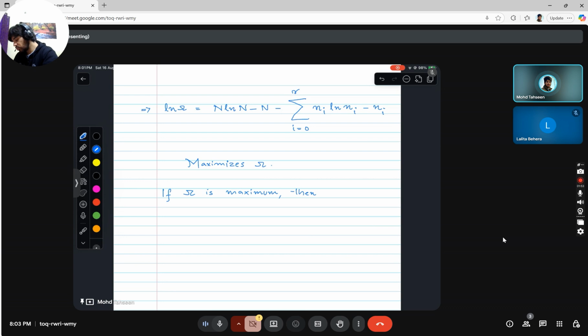And if we look at what omega depends on, this n here is a constant. It's the total number of particles present in the system. So is this. So the only variables here are ni, right? These ni are the only variables. So when omega is maximum, then the derivative of omega with respect to all ni should vanish. That is the point of maximum.